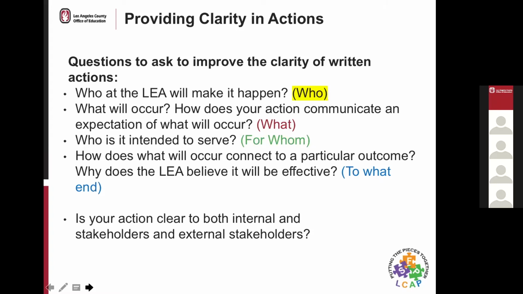And lastly, to what end? What is it with this action that the LEA hopes to achieve? What is the outcome the action hopes to improve? And why do we believe that it will be effective? The action description should include some connection for the reader to understand the purpose of the action so that it can be tied back clearly to the metrics, outcomes, and goals. Next slide.